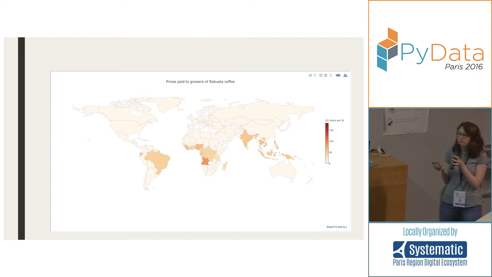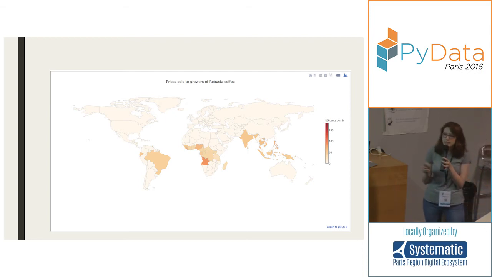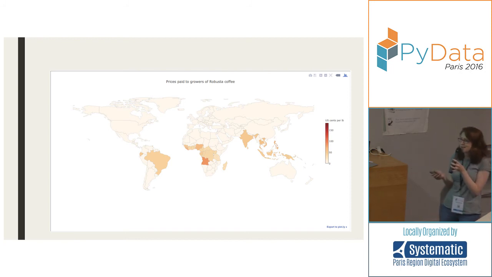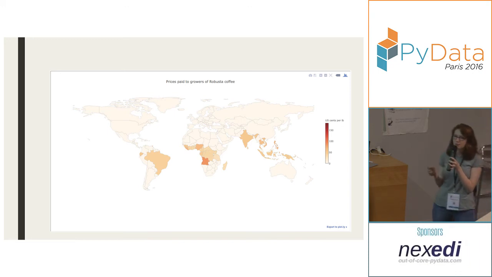And this is actually because Robusta coffee is less popular. It tends to taste slightly bitter and rubbery. And this is maybe because the amount of caffeine in Robusta coffee is a lot higher than Arabica coffee. And Arabica coffee, on the other hand, has a lot more sugar.